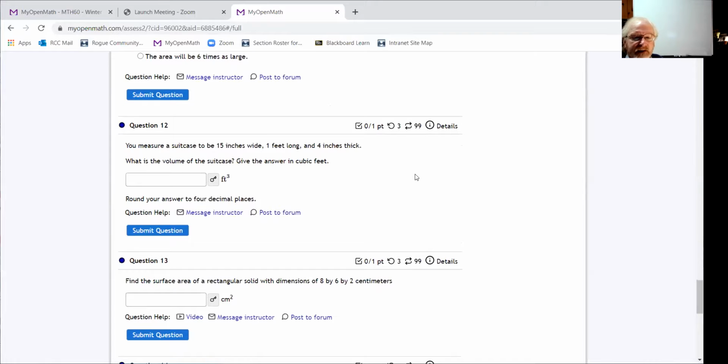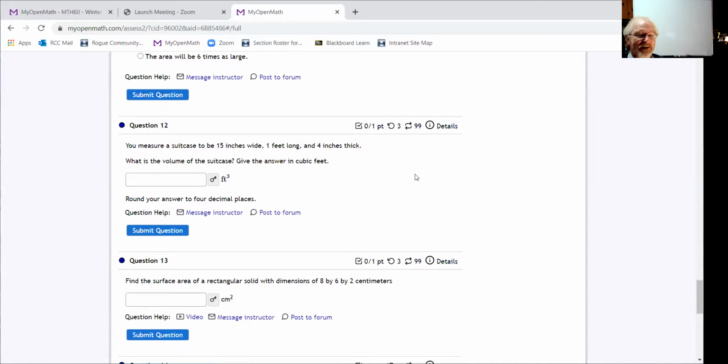Suitcase. Let's see this. Notice again, there are some mixed units. I have inches times feet times inches. What is the volume? Look at your formula sheet for a shoebox shape, a rectangular solid. Volume is three dimensions, length times width times height. That formula will be there. But you need to get all the same units, and it wants the answer in cubic feet.